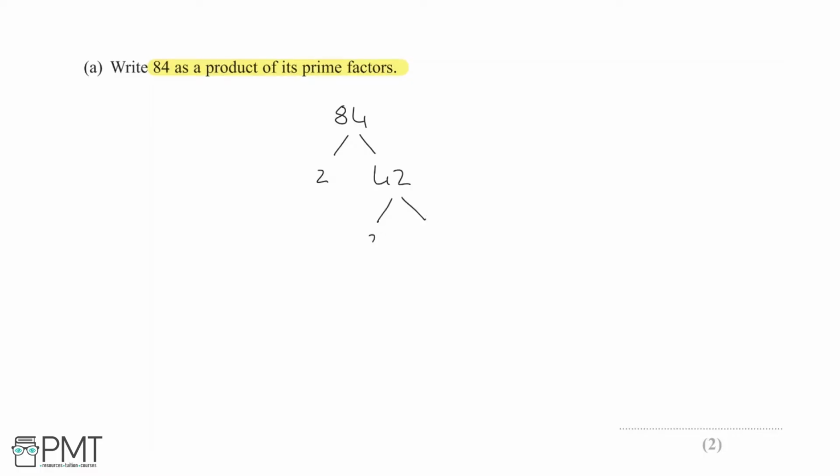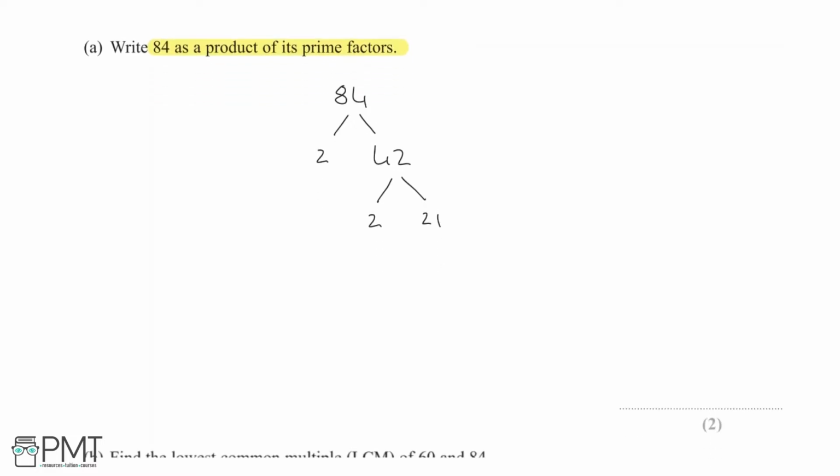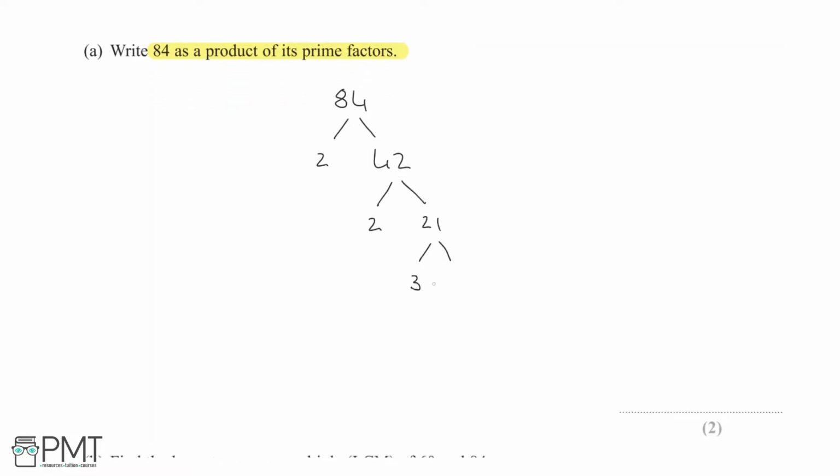Then, we'll do the same thing. Take out a factor of 2. 42 divided by 2 is 21. And finally, we'll say 21 is going to be 3 times 7, okay? This means that as a product of its prime factors, we're going to do 2 times 2 times 3 times 7.